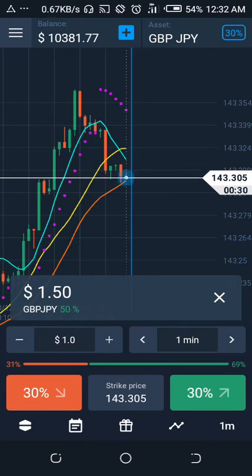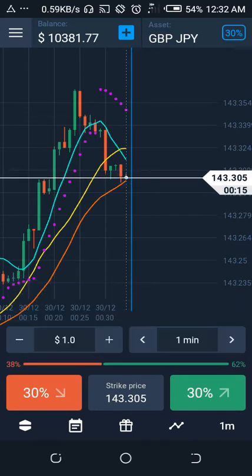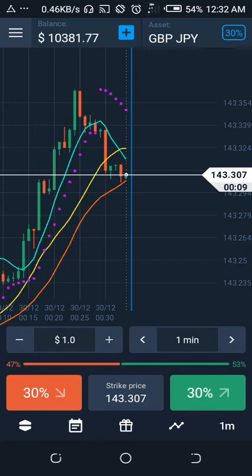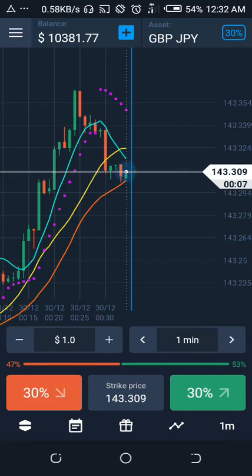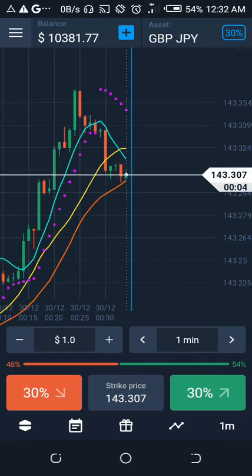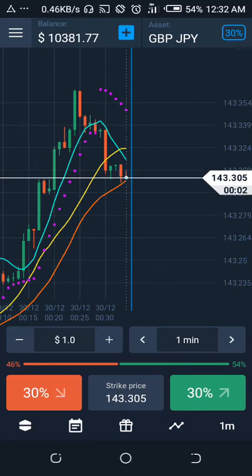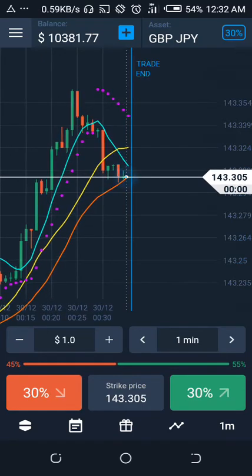1.5. We entered a trade with $1 and we have a return on investment of 50 cents. This is strategy one, our trade number one, and it works. As you can see, our profit has increased by 50 cents.